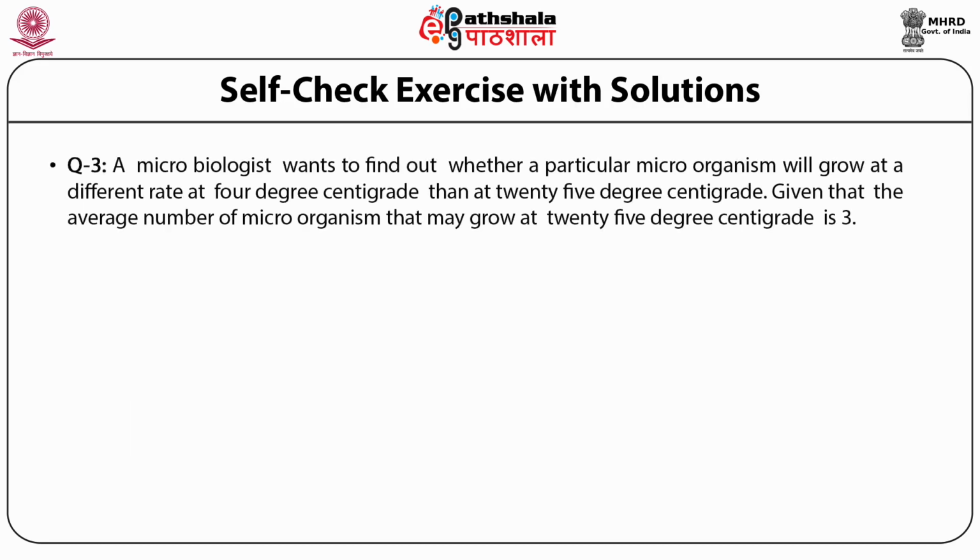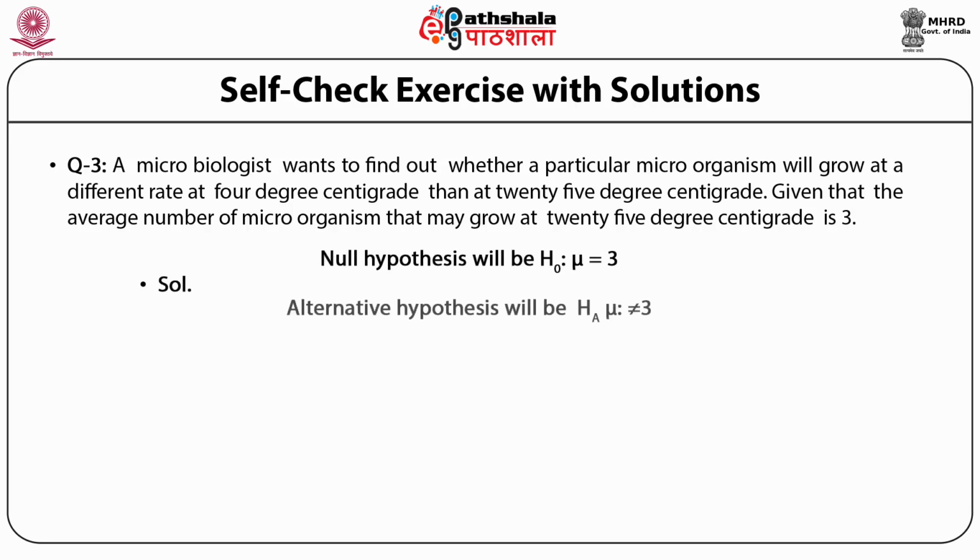A microbiologist wants to find out whether a particular microorganism will grow at a different rate at 4 degrees centigrade than at 25 degrees centigrade, given that the average number of microorganisms that may grow at 25 degrees centigrade is 3. I hope by this time you would be able to make this null hypothesis, which will read as H naught: mu is equal to 3, and your alternative hypothesis will read mu not equal to 3. Let us take another example.